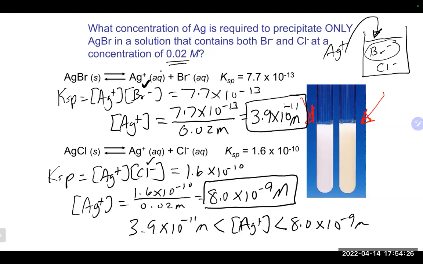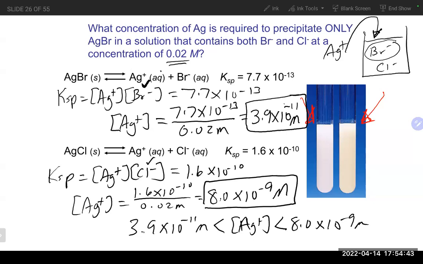Yeah. Now, the question did ask, obviously, about bromide coming out first. If the question didn't ask about bromide coming out first, how could we determine that we would expect bromide to come out first in this case?